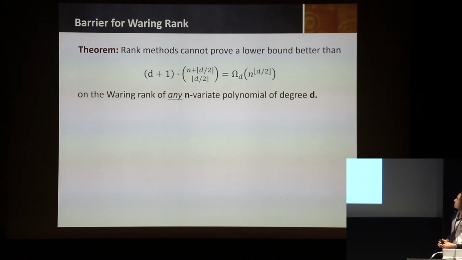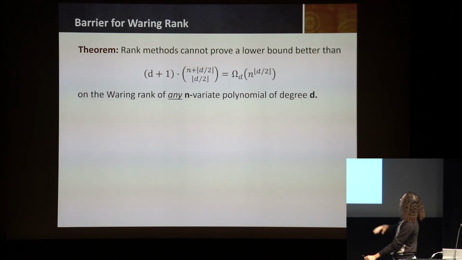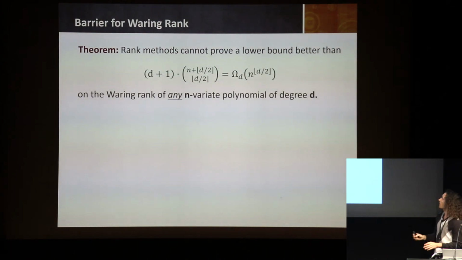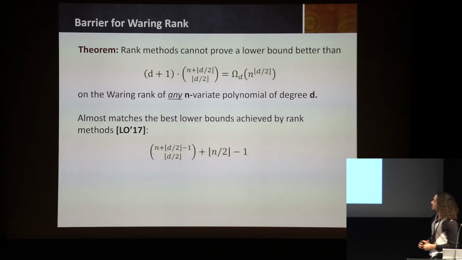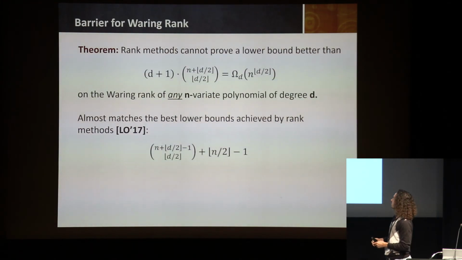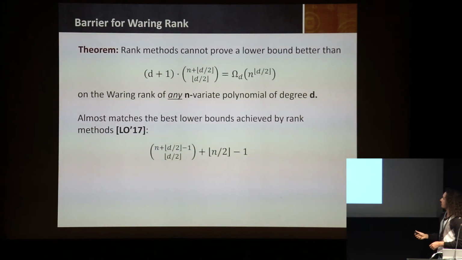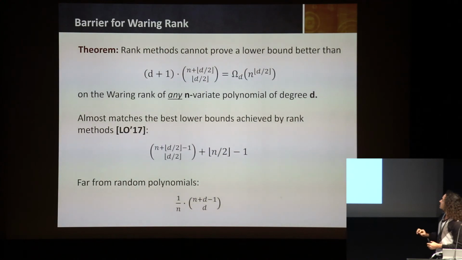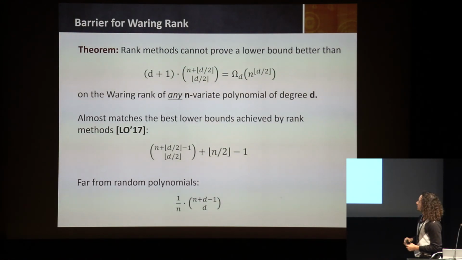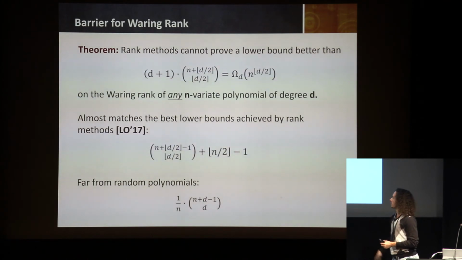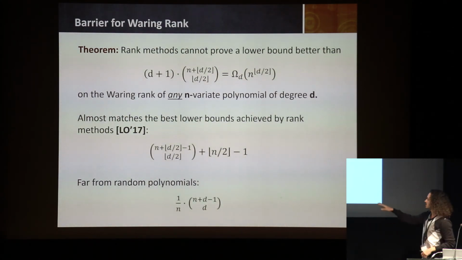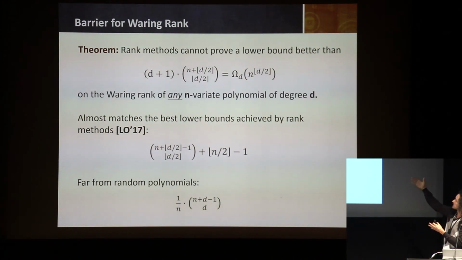And for Waring rank, we show that rank methods cannot prove a lower bound better than n to the d over 2 again, on any n-variate polynomial of degree d. And this actually is very impressive because it almost matches the best lower bounds achieved by such rank methods, which were just obtained last year by Landsberg and Ottaviani. And it's also a quadratic factor away for random polynomials. We know that random polynomials have at least 1 over n times n to the d, roughly an n to the d lower bound. So this shows that we are really far, even for this very simple model, from proving lower bounds even for random polynomials.